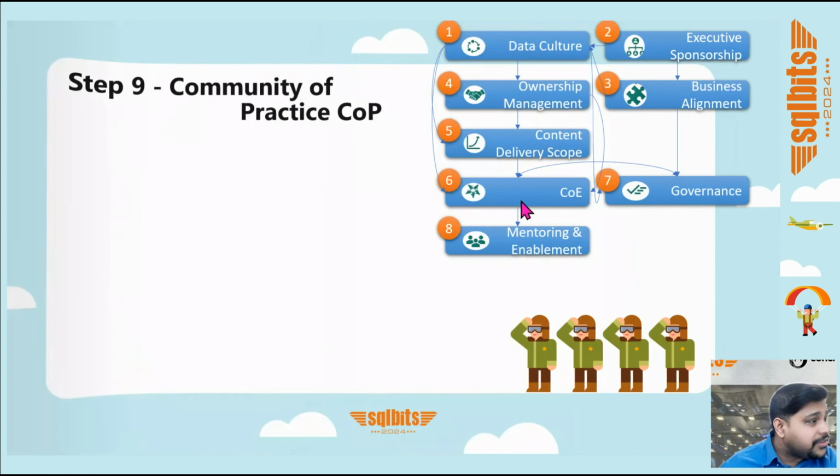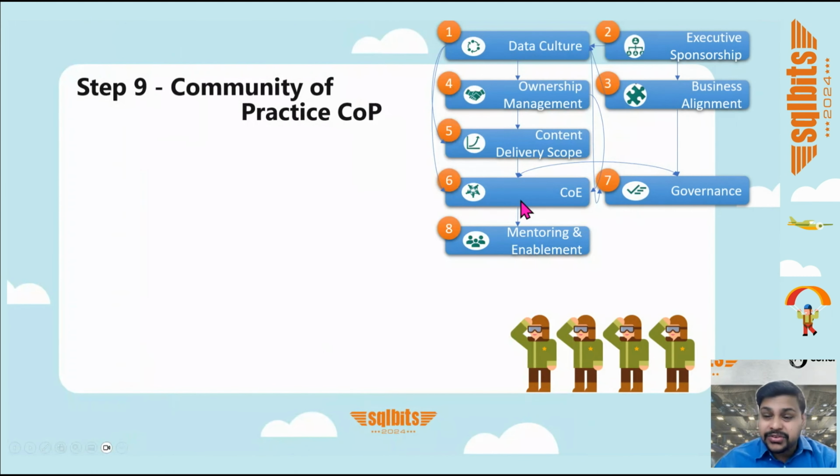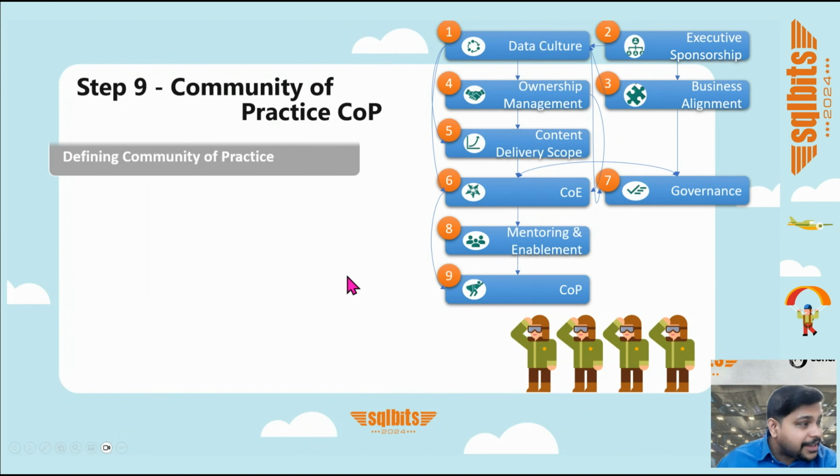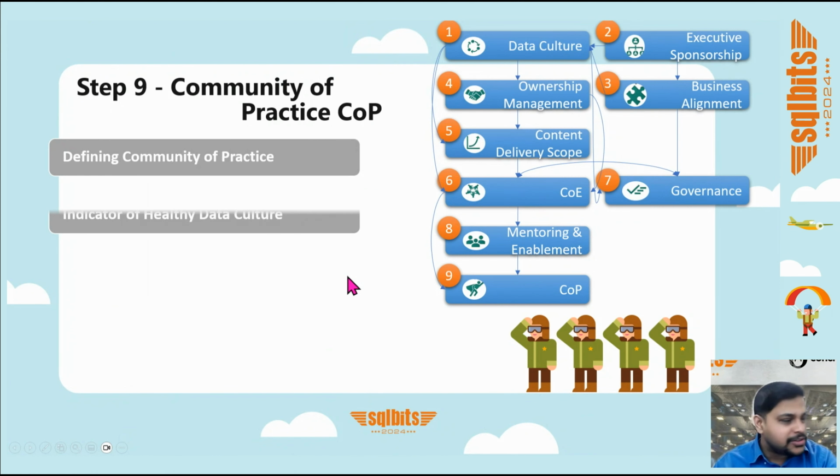Now, let's see what is step nine. I know this is getting a little bit monotonous. This is where step nine will come into the picture: how you are going to host your community of practice meeting. This is where you are defining a community of practice. And when you're defining a community of practice, it's nothing but you are giving the stage to everybody to talk about the technology. You are bringing all of them together.